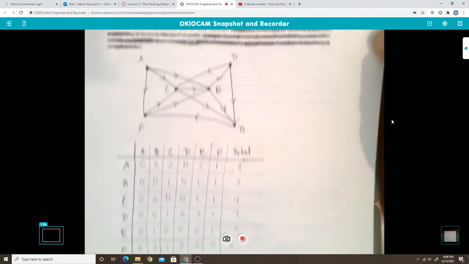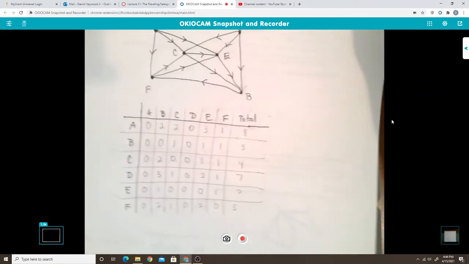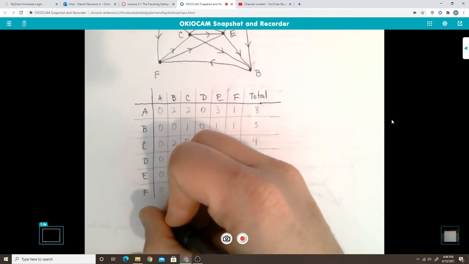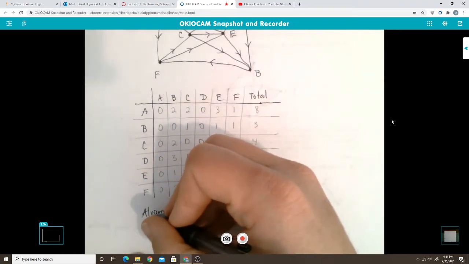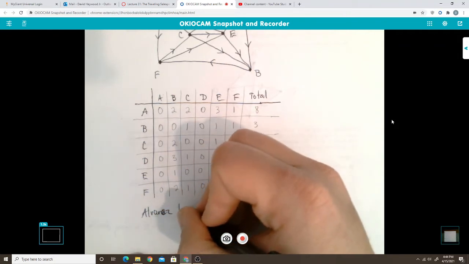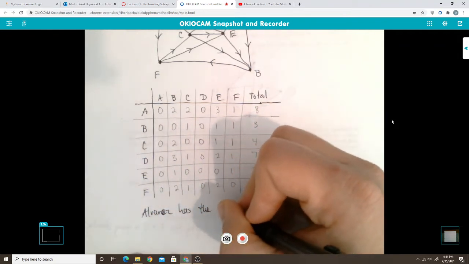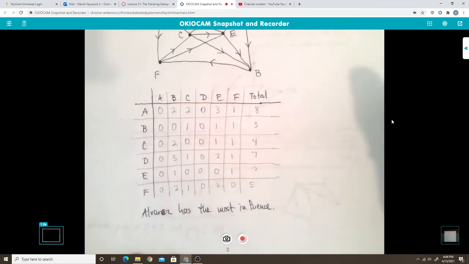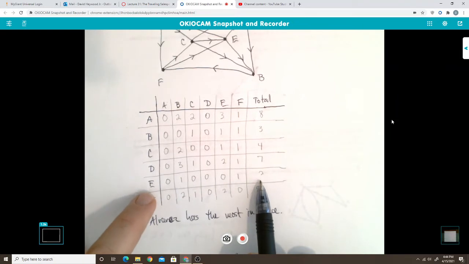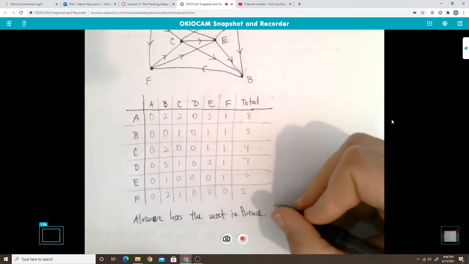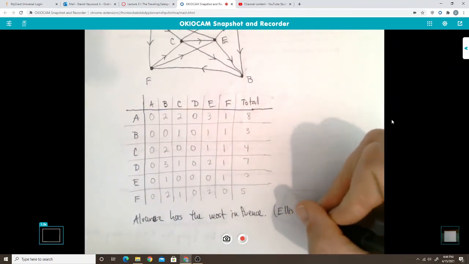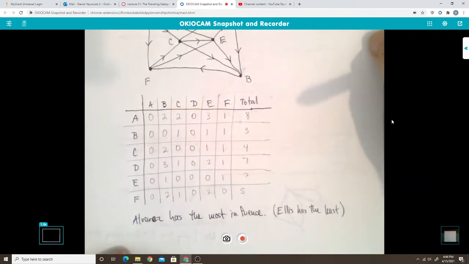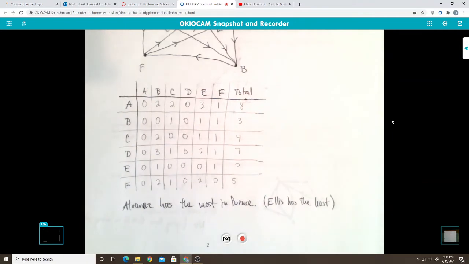So Alvarez has the most influence. Who has the least? Ellis. Ellis has the least influence, right? In case you were interested. But yeah, Alvarez has the most influence.